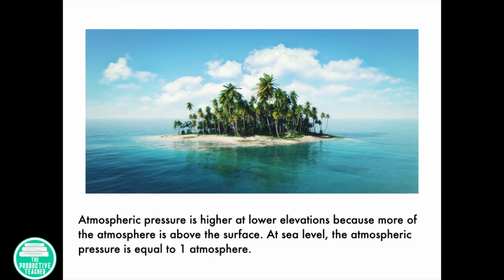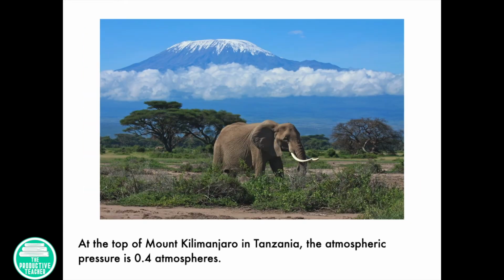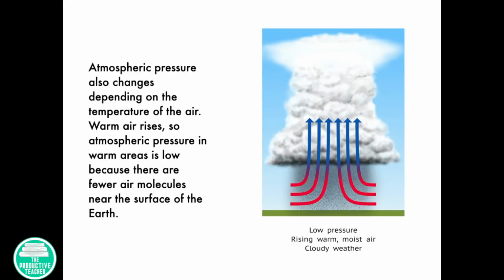Atmospheric pressure is higher at lower elevations because more of the atmosphere is above the surface. At sea level, the atmospheric pressure is equal to 1 atmosphere. At the top of Mount Kilimanjaro in Tanzania, the atmospheric pressure is 0.4 atmospheres. Atmospheric pressure also changes depending on the temperature of the air.